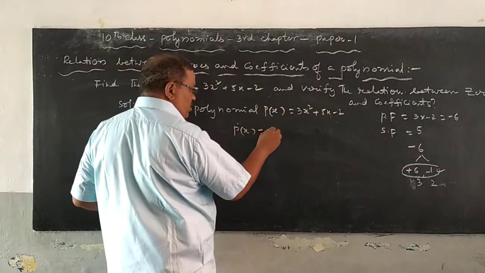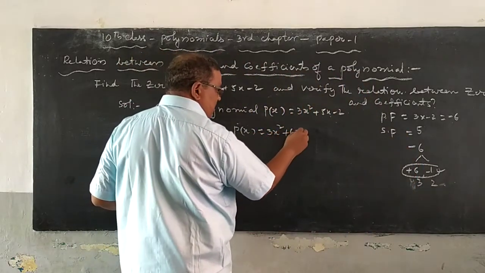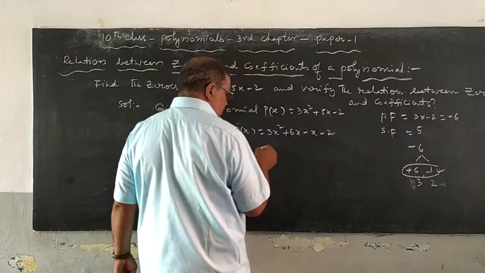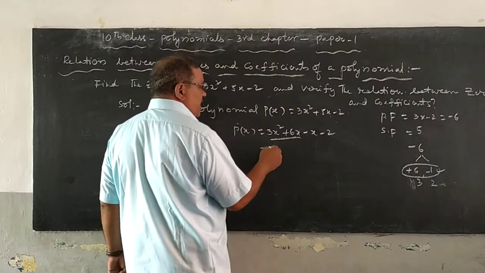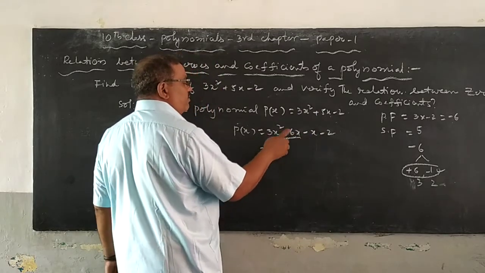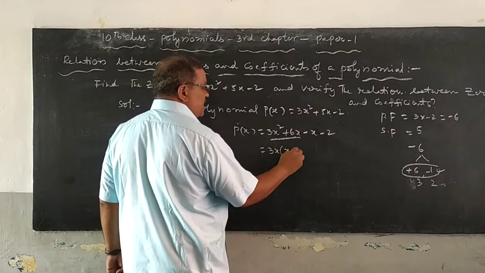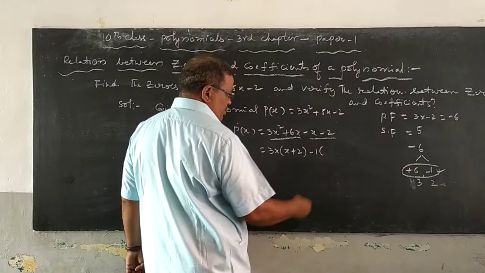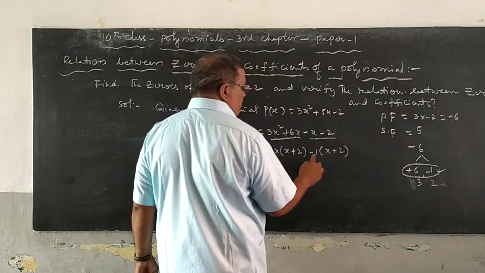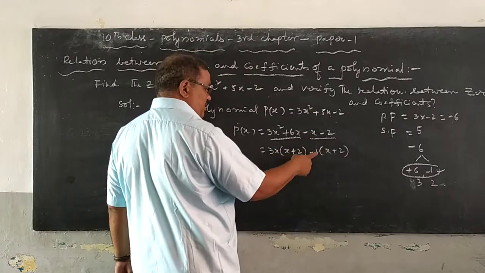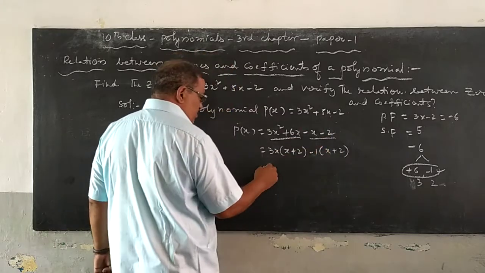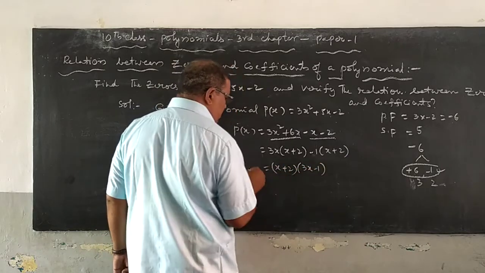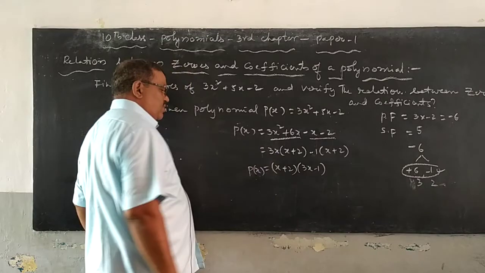So, p of x is equal to 3x square plus 6x minus 1x minus 2. In the first two terms, take 3x as common factor, that leaves x plus 2. In the last two terms, take minus 1 as the common factor, you get x plus 2. Multiply: minus 1 into x, minus 1 into plus 2, minus 2. So, x plus 2 is common, into 3x minus 1. These are the factors of this polynomial.